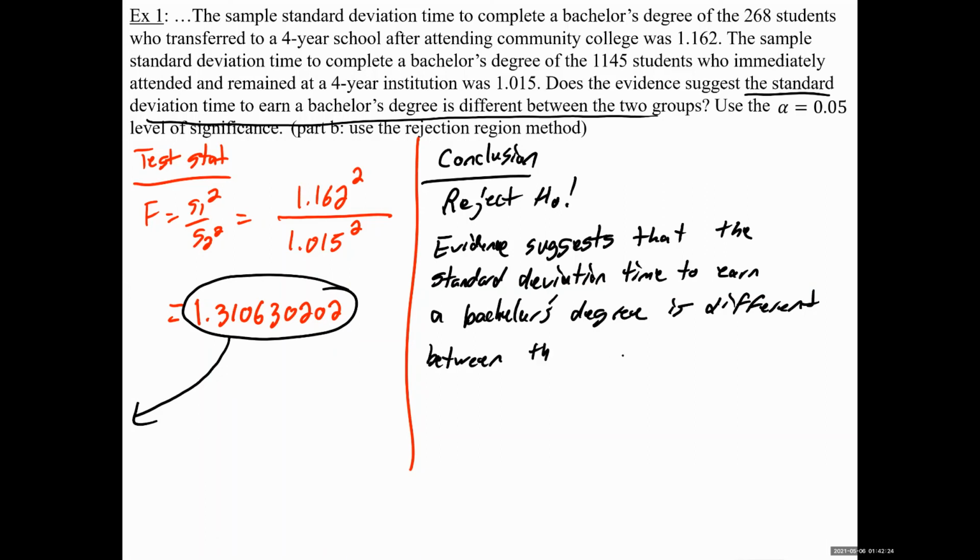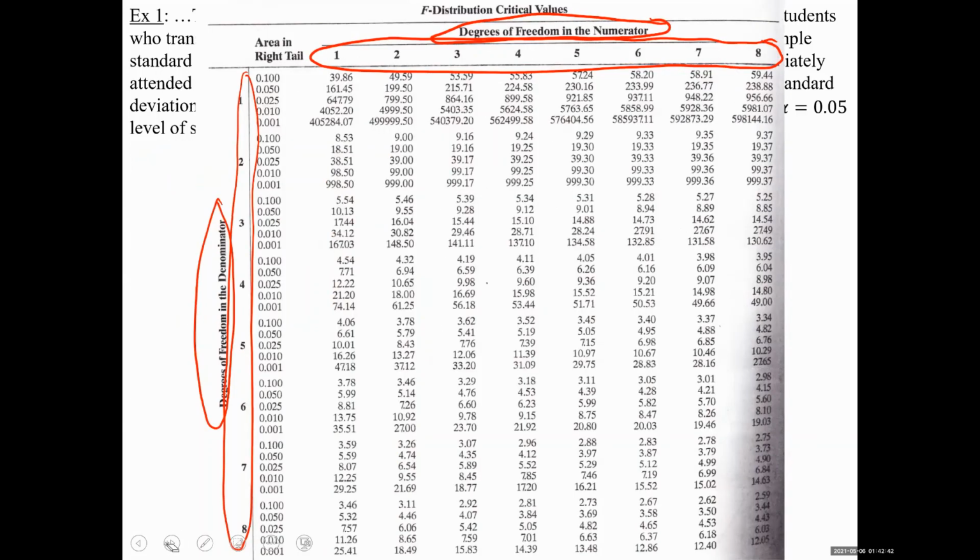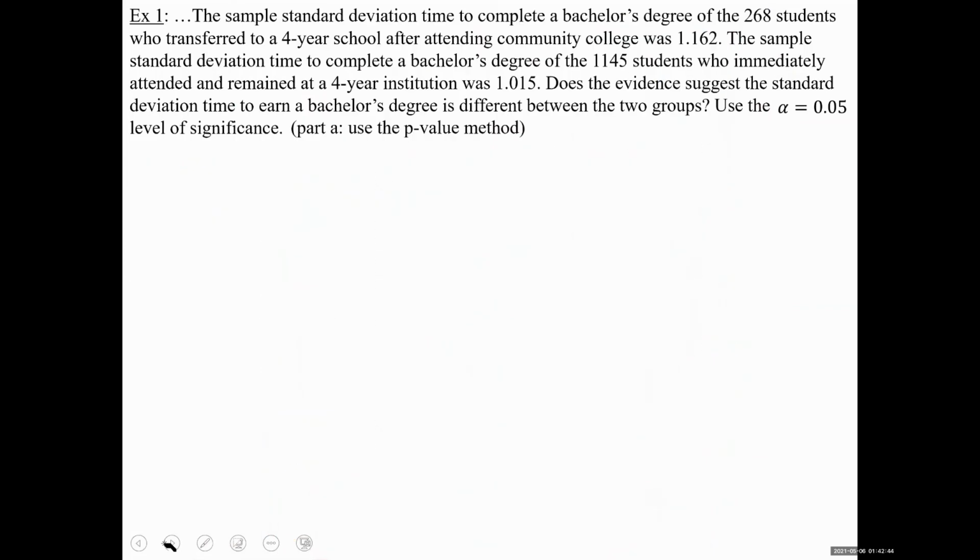And that's how you do this problem using the rejection region method. Any questions? All right. So then last thing to do is, how do you do this problem if I ask you to do it using the p-value method? That's what it says here, p-value method.